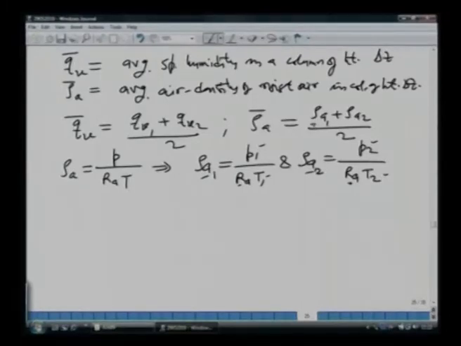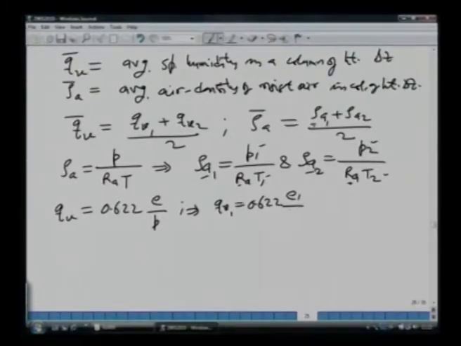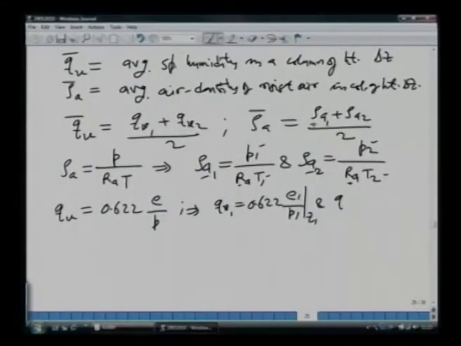Similarly, your QV is given by 0.622 E by P, this expression we had looked at yesterday. That will give you QV1 equal to 0.622 E1 over P1, which is at height Z1 or cross section 1, and your QV2 would be 0.622 E2 over P2, which would be at height or cross section 2.